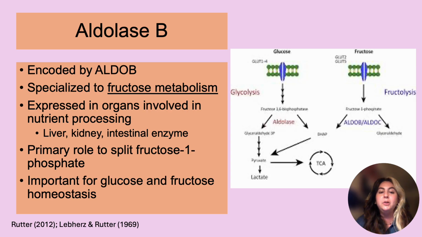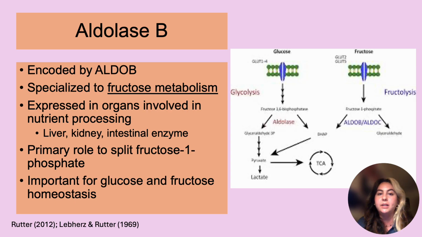So the primary role of aldolase B is to split fructose 1-phosphate. So you can see in that diagram on the right here, it's going to show you those different pathways of aldolase A and then aldolase B and C. So what aldolase B does is catalyzes the breakdown of fructose 1-phosphate into usable energy substrates, and that's going to be DHAP, and in this case, it's going to be glyceraldehyde instead of G3P.